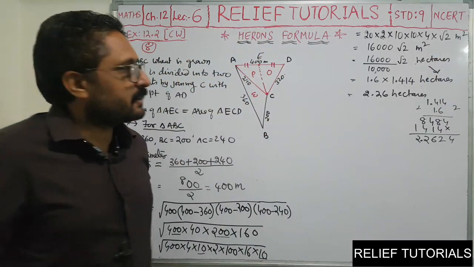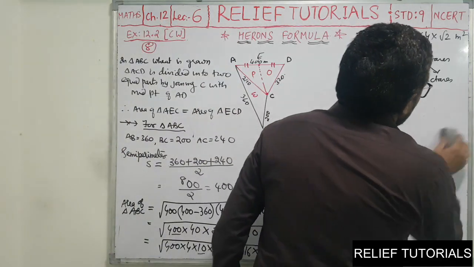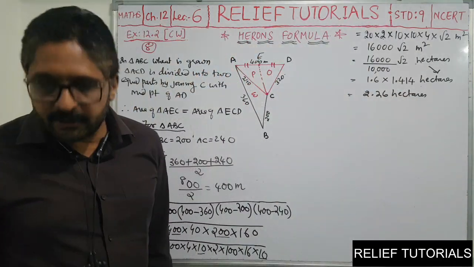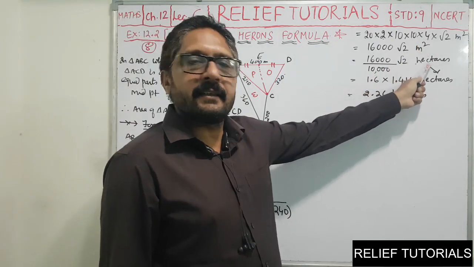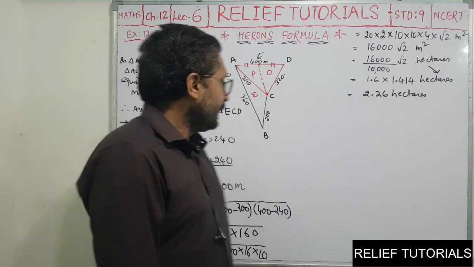So little bit calculation, nothing else. That's all. And you have to convert meter square into hectares. So this is in meter square. When you divide by 10,000, answer you will get in hectare. So this is our answer, 2.26 hectares.